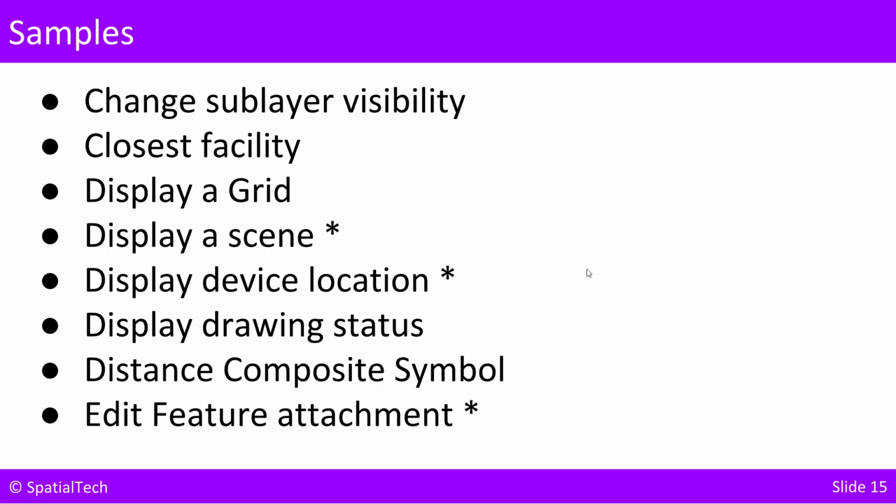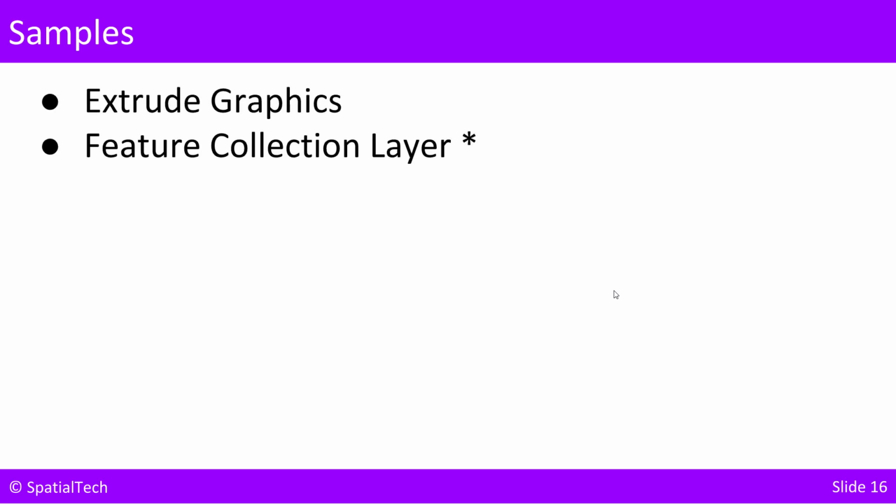Edit feature attachment. So this is part of the geodatabase. It is one of the core things, that concept of having a quick photo or photos of a particular feature. It is a one-to-many relationship, so you can have many attachments for a particular feature. Also extruding graphics, feature collection layer.